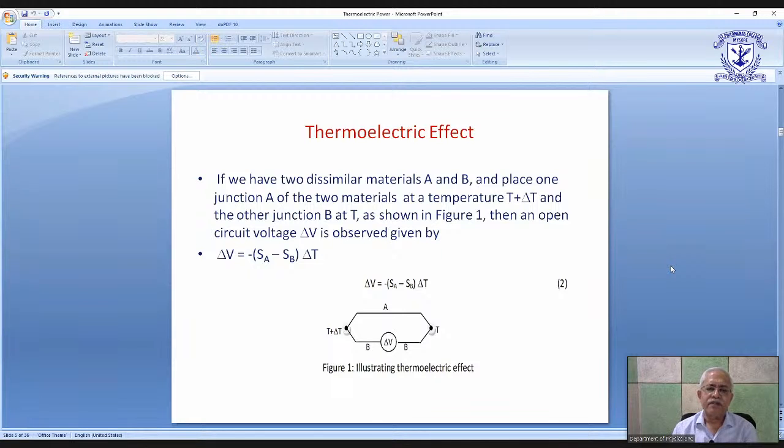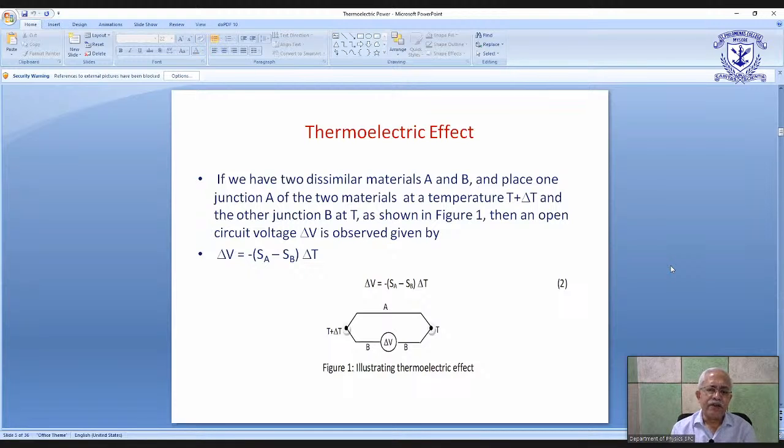cold end. Okay. And this potential difference for a device in which a pair of metals or materials are used is given by delta V equal to minus (SA minus SB) times delta T. Okay. So, where SA is the Seebeck coefficient of material A and SB is the Seebeck coefficient of material B.